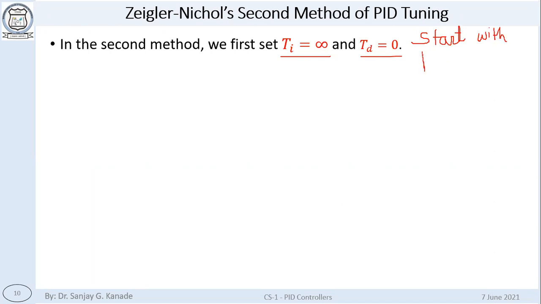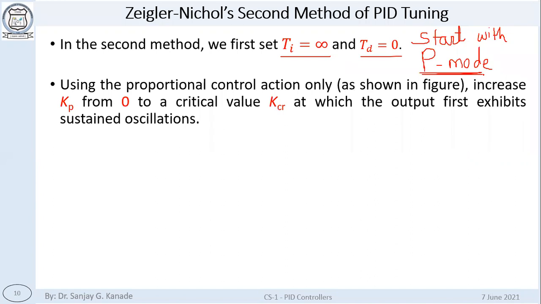Proportional controller only, P mode controller only, right? We are starting with P mode only. Remember this: in the second Ziegler-Nichols method of PID tuning, we are starting with the P mode operation. So we are using only proportional control action.